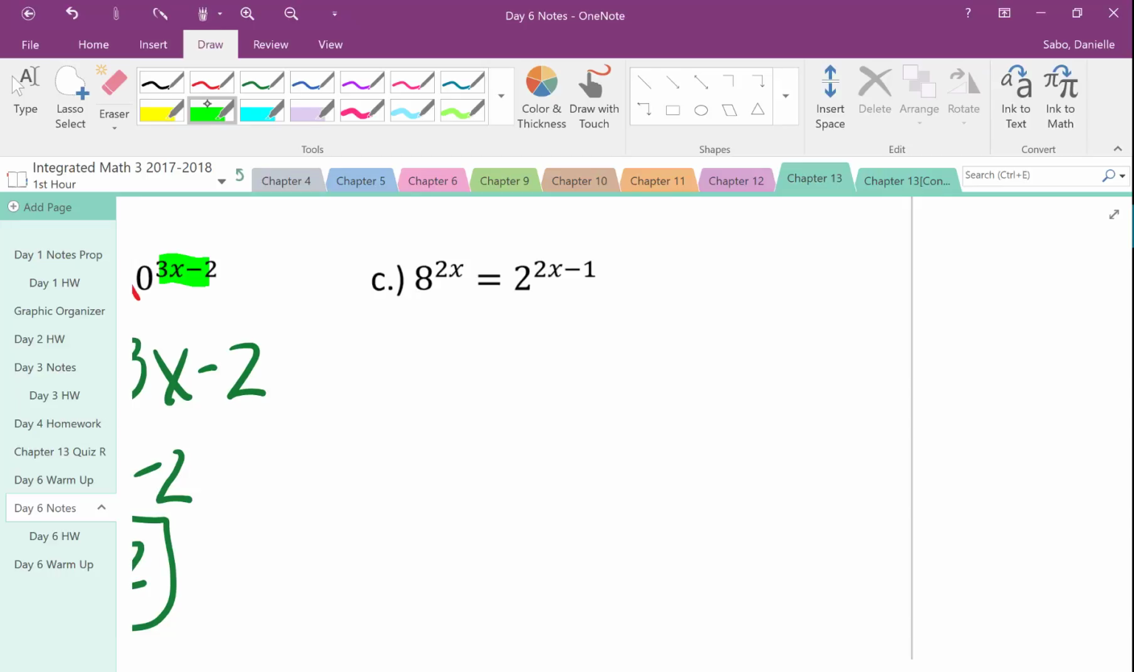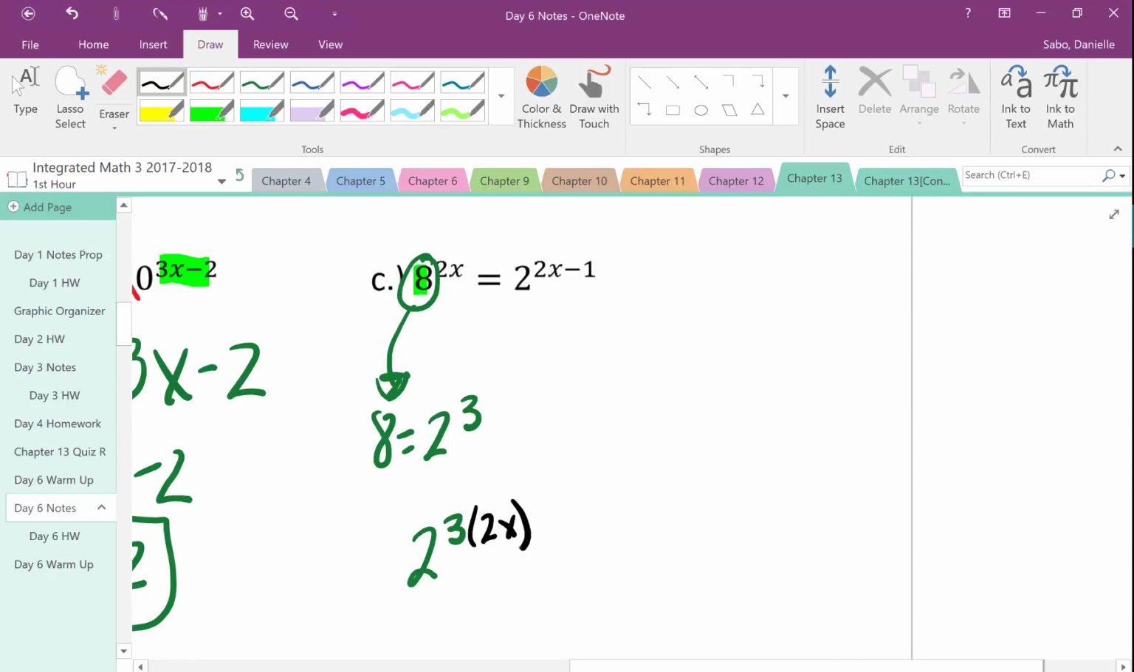So is there one of those numbers, 8 or 2, that can be rewritten as each other? Yeah. How can I rewrite 8 with a base of 2? Good, so I'm going to go off to the side and say 8 equals 2 cubed, just for the sake of notes. Again, eventually you might be able to just fly by this and not have to write it all out, but for the couple of them, we're going to write them all out. So this technically is 2 cubed, and that 2x is still going to be there.